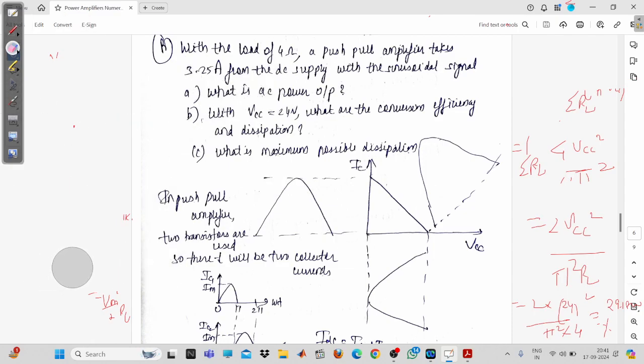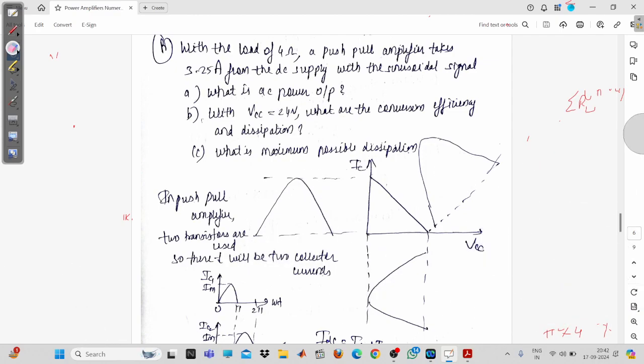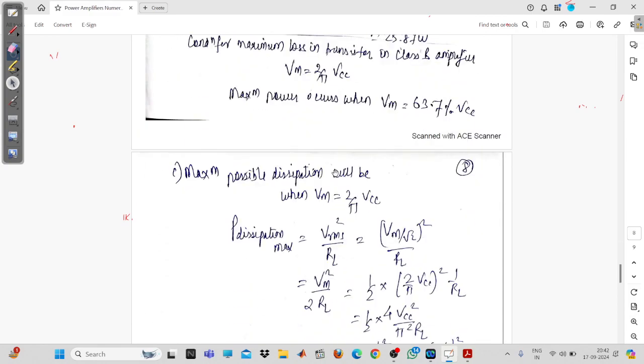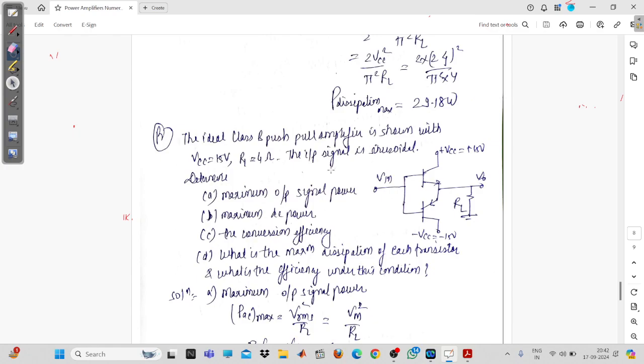We will take one more problem, and so that will complete our push-pull amplifier part. Okay, so coming down to the next question. If you want to refer, you can refer the PDF of it. I'll share the PDF with you. The ideal class B push-pull amplifier. Again, the same question is there. The circuit diagram is given in the question.